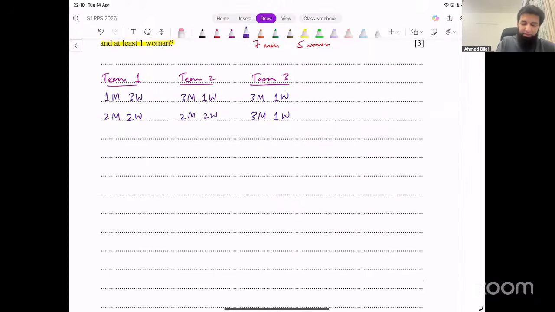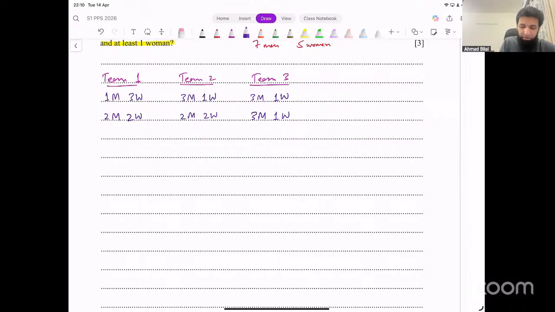One possibility is that one of the three teams has one man and three women, another has three men and one woman, and another has three men and one woman. And another possibility is two men and two women in one team, another team has two men and two women, and then the third team has three men and one woman.